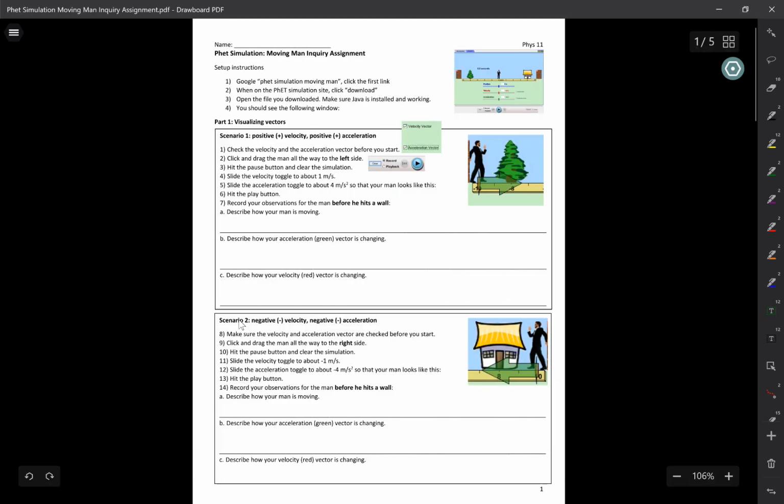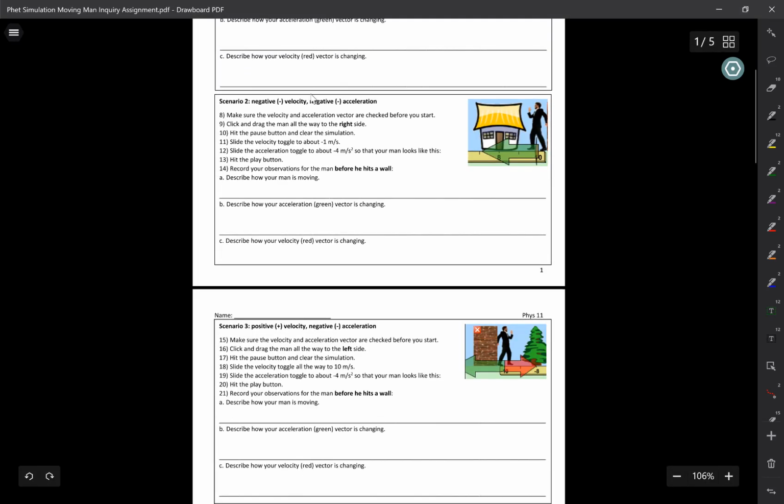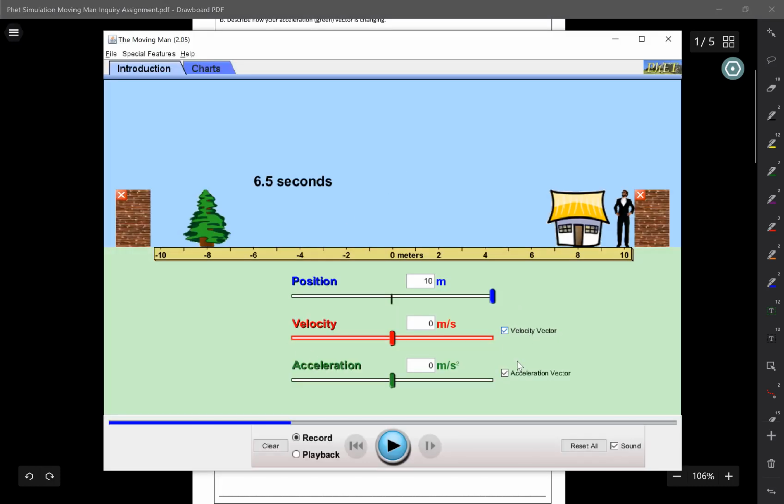Scenario 2. Scenario 2 is when your velocity and your acceleration are in the negative direction. So let's follow these instructions on how to set up. Make sure the velocity and acceleration vector are checked before you start. They are checked, yes.